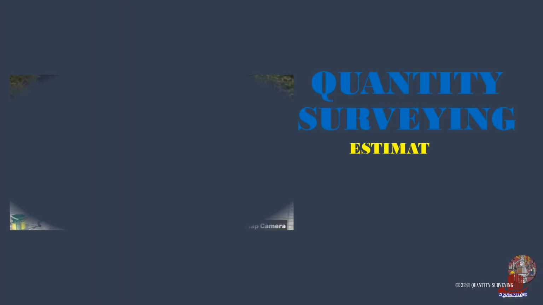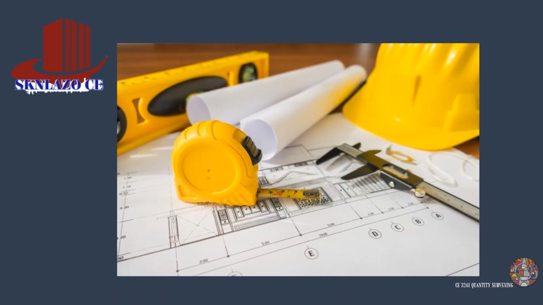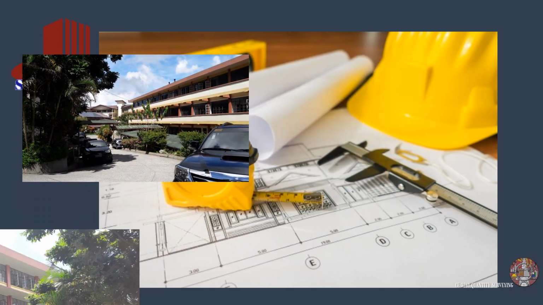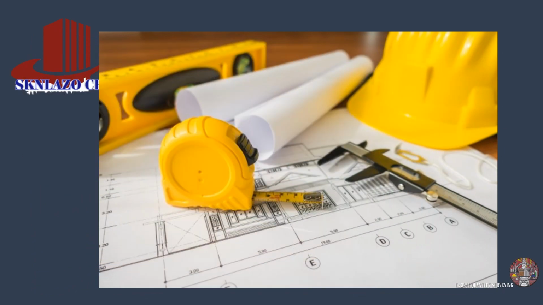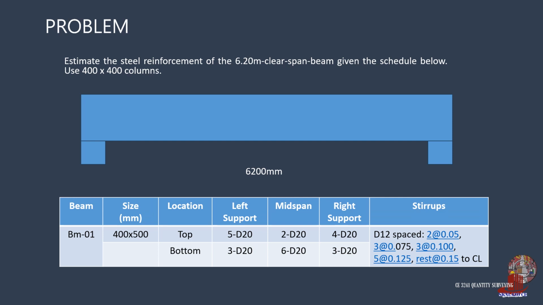The beam schedule on plans needs to be interpreted well to carefully plan out the number of bars and intersections required for each beam. Practice the process here in quantity surveying. For a single span beam of 6.2 meters clear span, we are to estimate the steelworks.